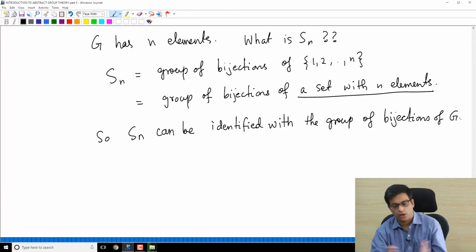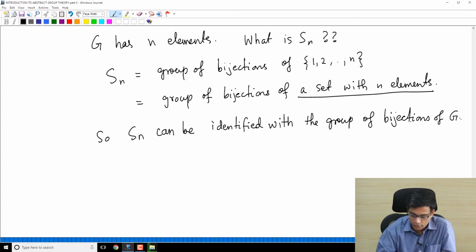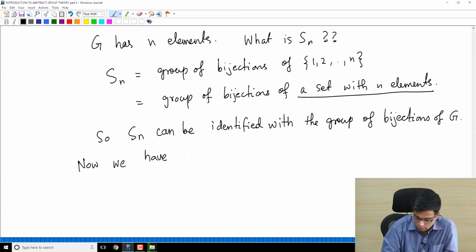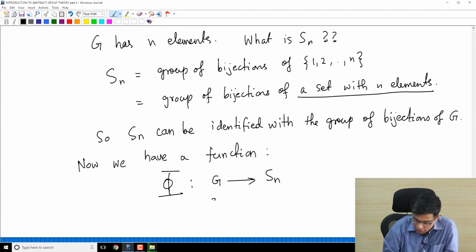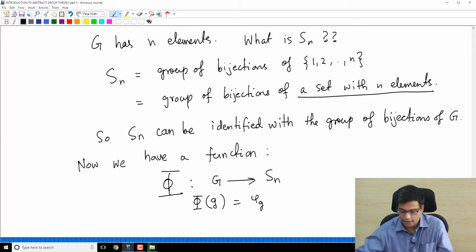Okay, so if you wish, you can call the elements of G as 1, 2 up to n because it has n elements. You fix some order, take the first element, call it 1, second element is 2, right? That's what we are doing here. Sn can be thought of as bijections of G, but phi g is a bijection of G. So now we have a function, let's call it capital phi from G to Sn. What does it do? It takes a g and sends it to phi g that I defined earlier.